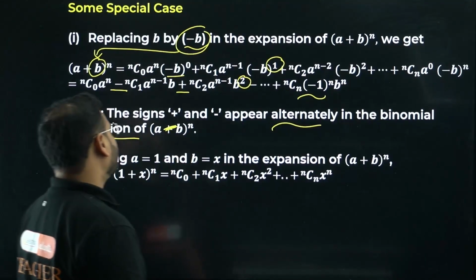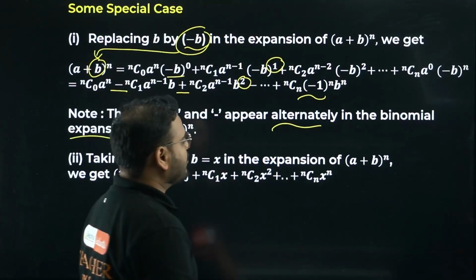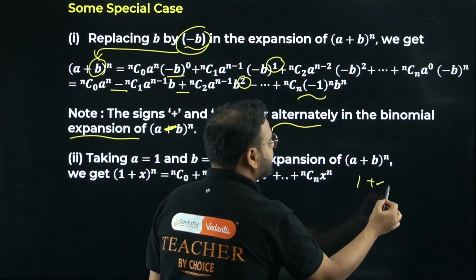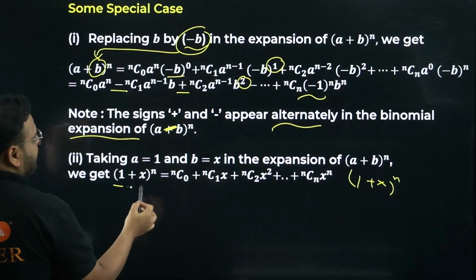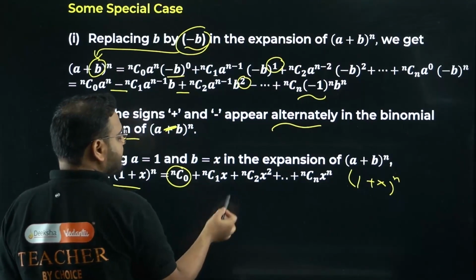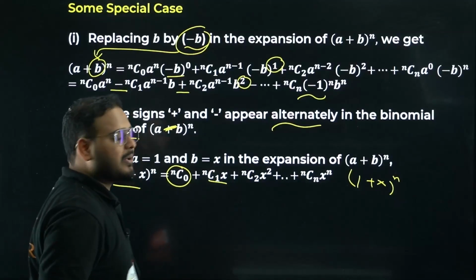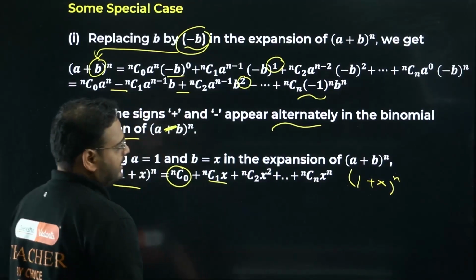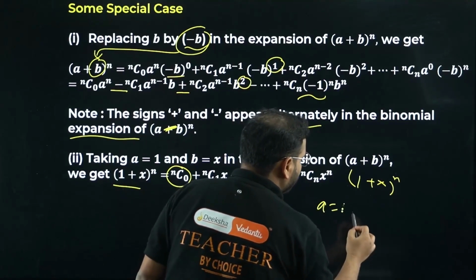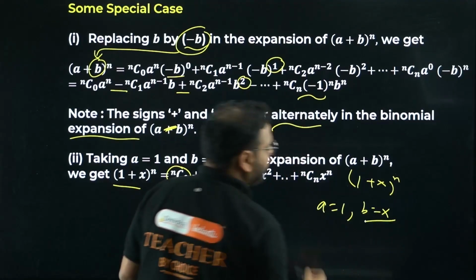Taking a equals to 1 and b equal to x, I can write this whole (1 plus x) power n. No biggie, same concept. It'll become the same thing, nC0. Simply replace a by 1 and b by x in the expansion.